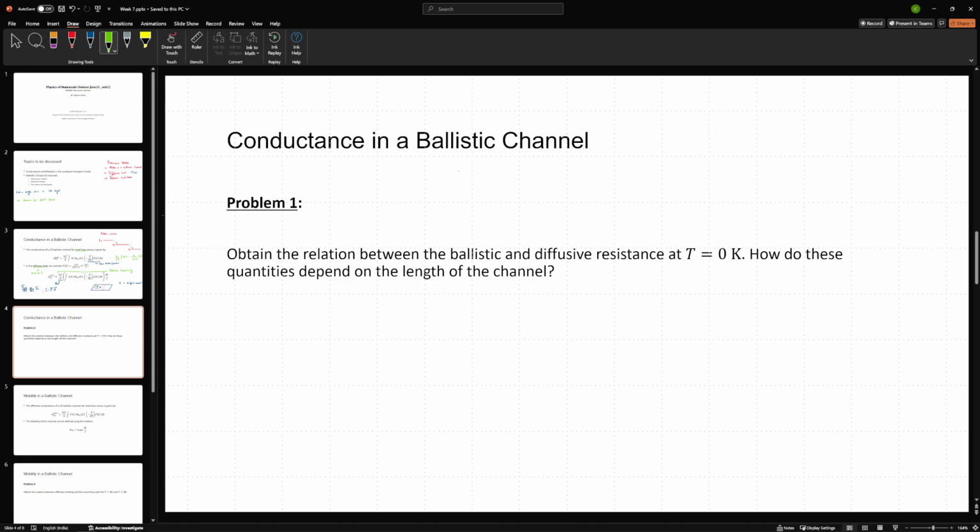So the question is, obtain a relation between the ballistic and diffusive resistance at T equal to 0 K. How do these quantities depend on the length of the channel? Okay. So first things first, we know G ballistic and G diffusive. We know the conductance. Now to get the resistance, we are going to have to consider the reciprocal of these quantities. Okay. So first, what is the ballistic?